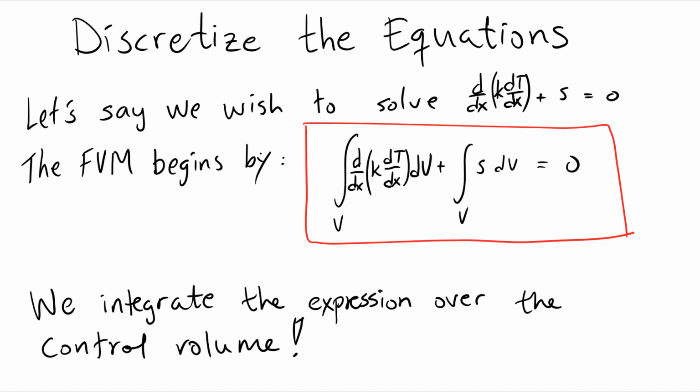So let's discretize the equations. Let's say that we wish to solve some diffusion equation. Here we have the heat equation with the source term in a steady state. Then the finite volume method begins by putting this in the integral form, as you can see. So we simply integrate the expression over the entire control volume.